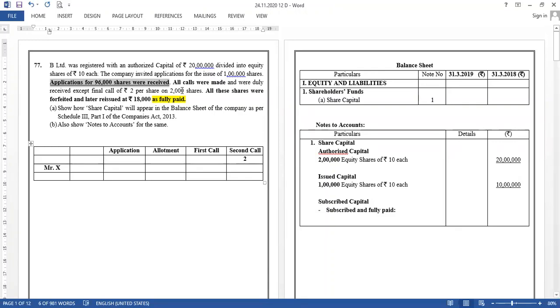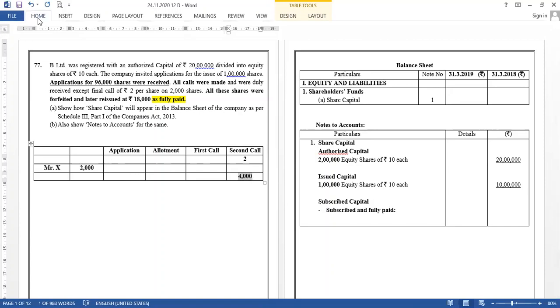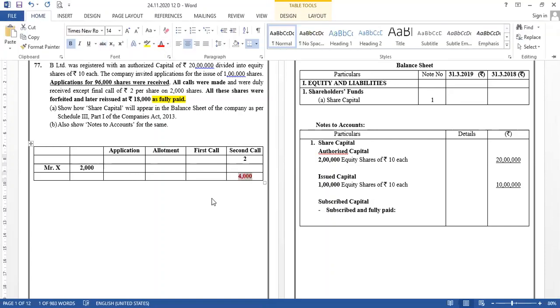Okay. All calls were made. I have bolded the letters over here. The reason is very clear, just because I want you to notice this every time. All calls were made. मतलब fully call तो है. So there is a good chance to have the amount in fully paid up. And were duly received, except final call of rupees 2 per share on 2,000 shares. Mr. X has 2,000 shares. He has not paid the final call. 2 into 2,000 is 4,000 not paid. So that amount will be in calls in arrears.